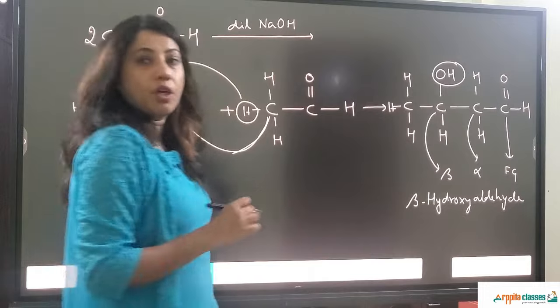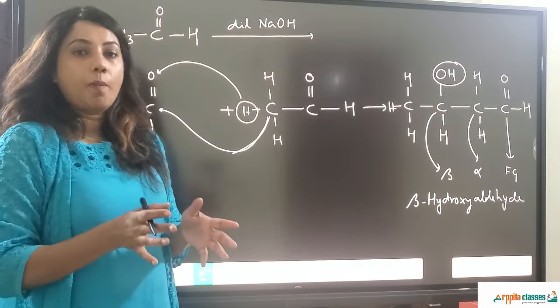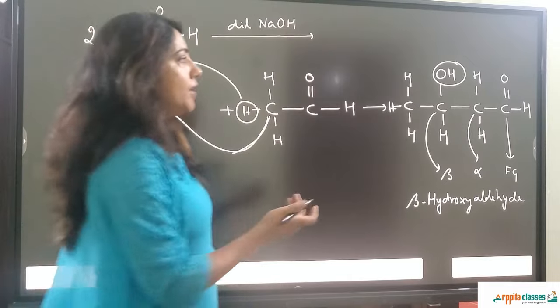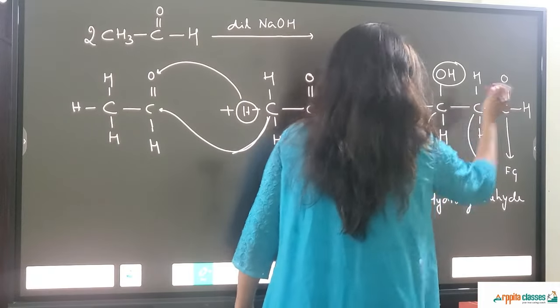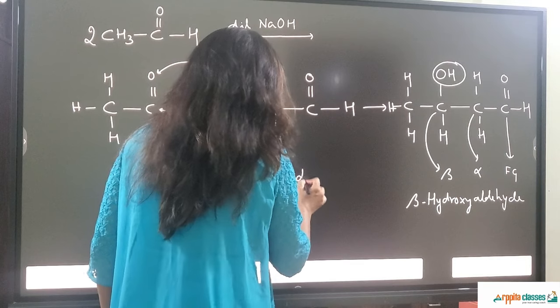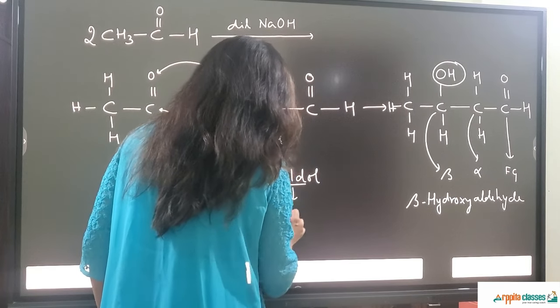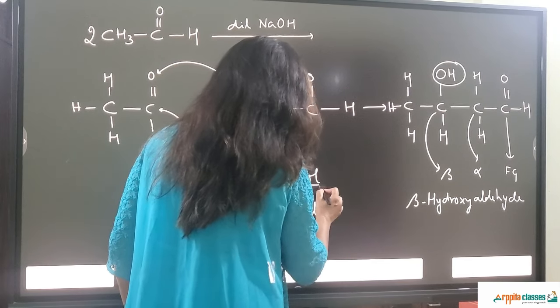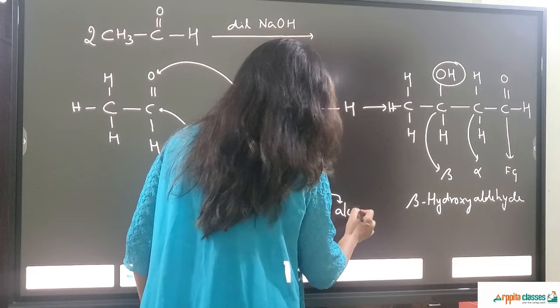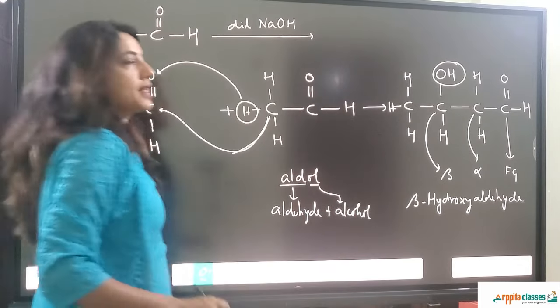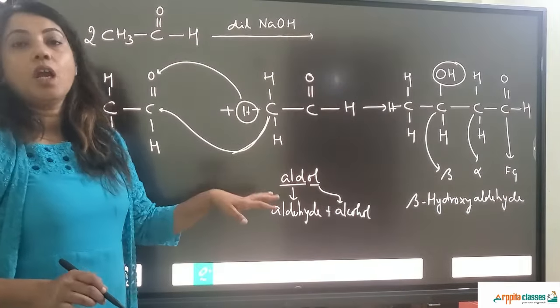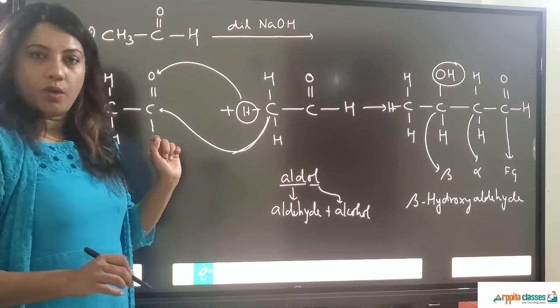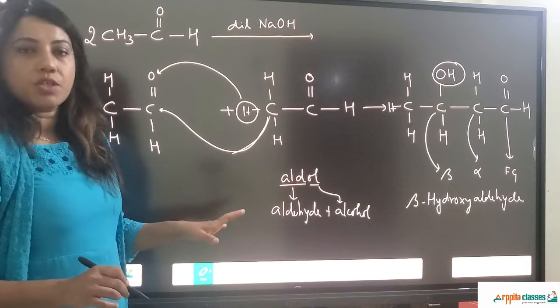This product is in short or in common called aldol. Why aldol? Because for aldehyde we write al, so this is for aldehyde and this is for alcohol. You know that the hydroxy group is also called alcohol. So this compound in common is called aldol. Now this reaction doesn't stop here.